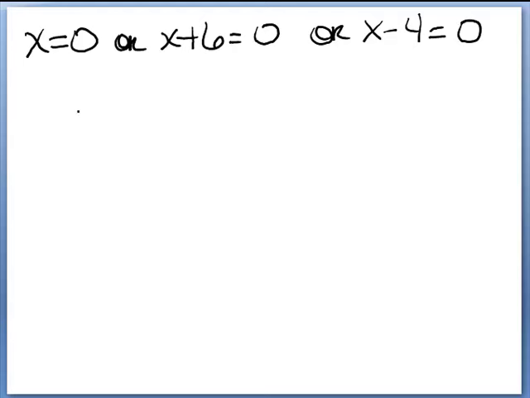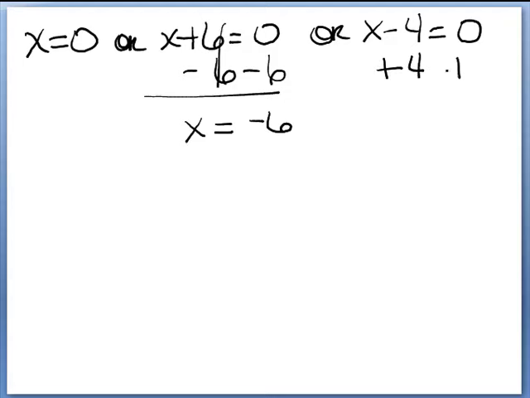Well, x equals 0. There's nothing that we can do. It's equal to 0. That will be a solution. Then we're going to take the second equation, solve for x by subtracting 6 from both sides. We have negative 6. And then we're going to take the third equation, solve for x by adding 4 to each side. And we have x is equal to 4.